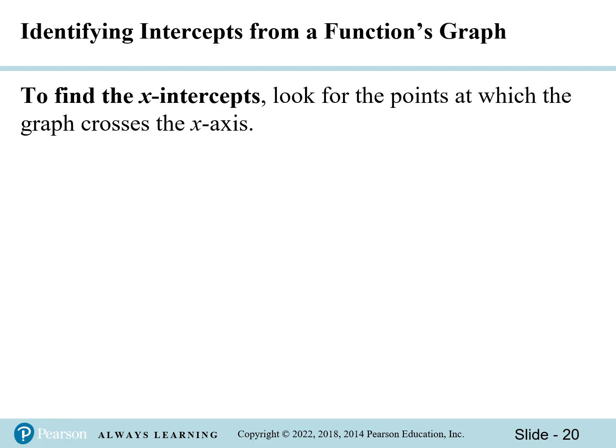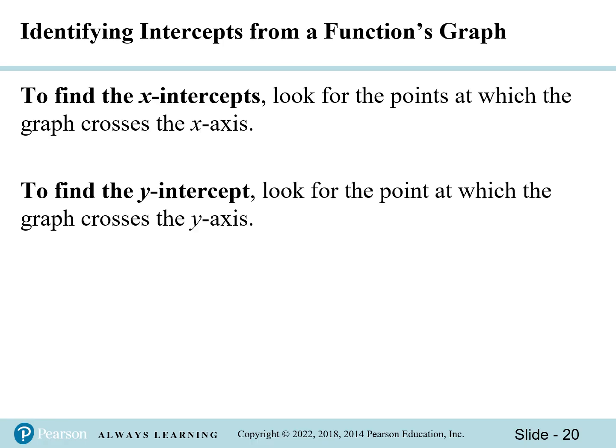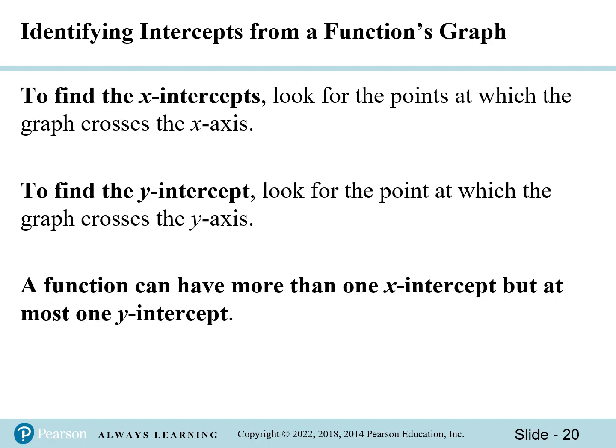Identifying intercepts from a function's graph. So to find the x-intercepts, look for the points at which the graph crosses the x-axis. To find the y-intercepts, look at the point at which the graph crosses the y-axis. A function can have more than one x-intercept, but at most one y-intercept. If it has multiple y-intercepts, it's not a function.